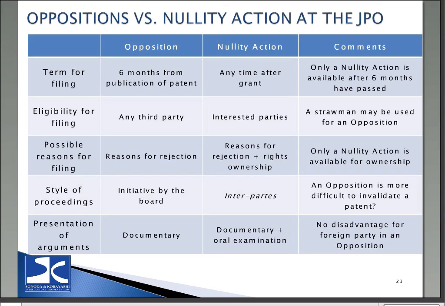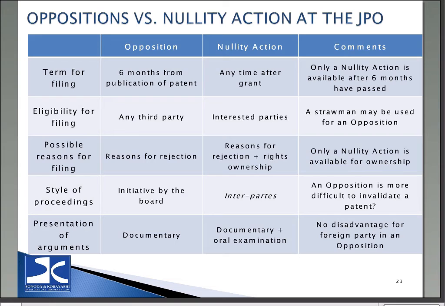Thank you. Yes. So, the comparison of opposition and nullity action in Japan first. With regard to the term of filing, opposition has a limit, 6 months from publication of the patent, while nullity action has no limit. Therefore, if you need more than 6 months to prepare arguments or test data or anything, you cannot file an opposition, and you should consider filing a nullity action. And especially this 6 months is short, I believe, for non-Japanese people, because you must translate the granted patent and you must translate your argument into the Japanese language. And considering this time, 6 months is usually not enough.